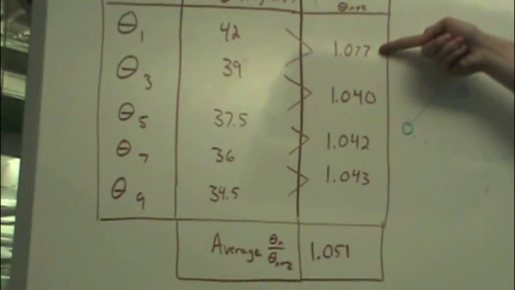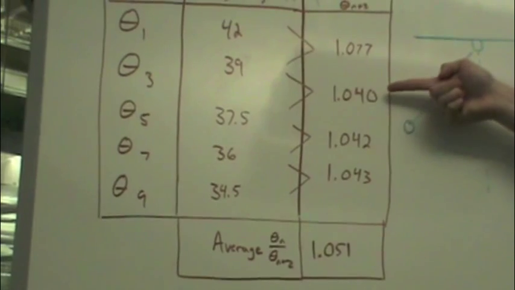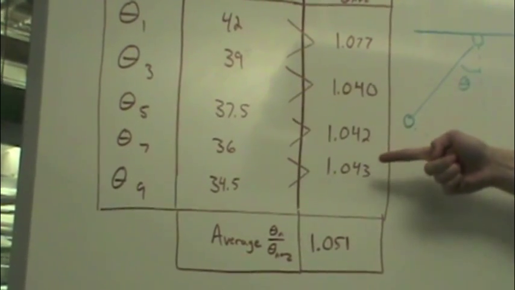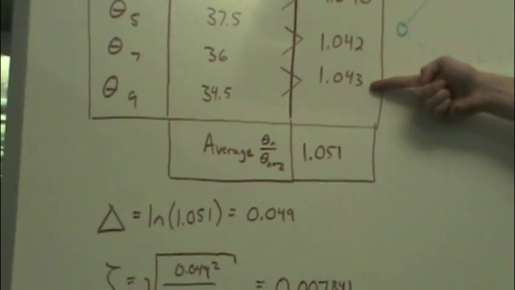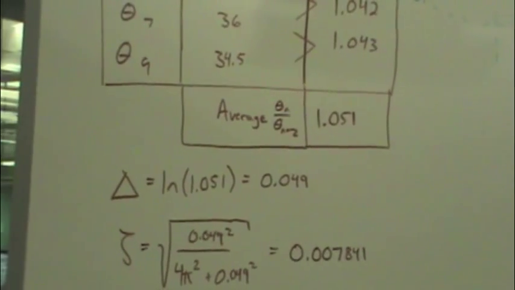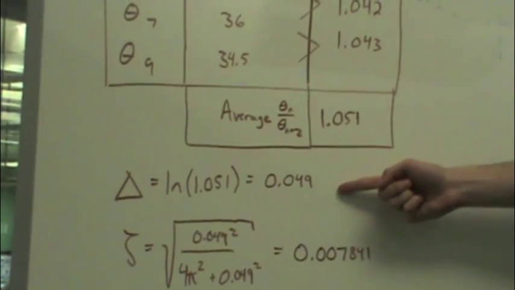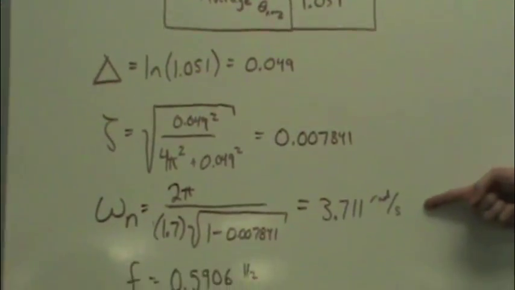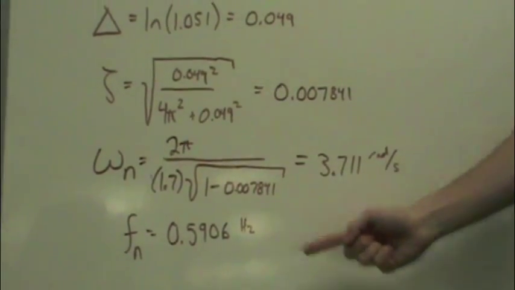This is the ratio of 1 over 3. This is the ratio of 3 over 5. This is the ratio of 5 over 7. And this is the ratio of 7 over 9. And this is the average of those ratios. This is our calculated delta, or dampening ratio, and natural frequency of the pendulum system.